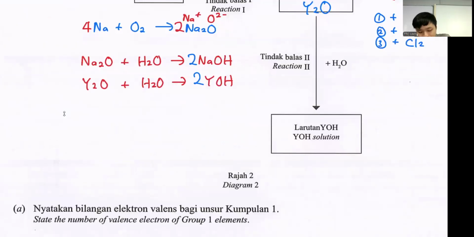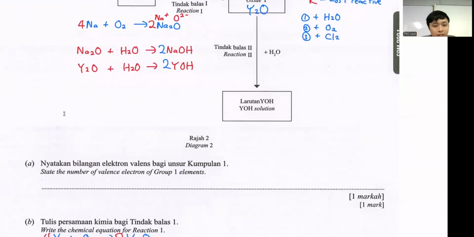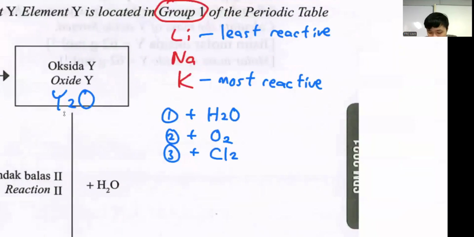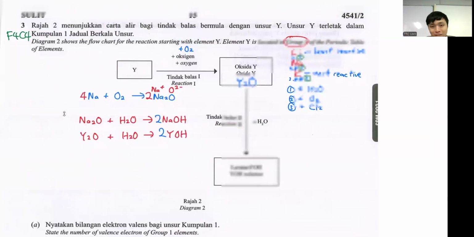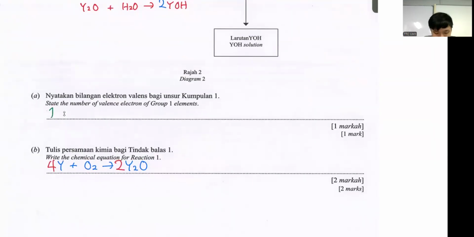And they ask for the number of valence electrons in group 1 elements. This is another framework. So lithium 2.1, sodium 2.8.1, potassium 2.8.8.1. So how many valence electrons do all of them have? One. One.